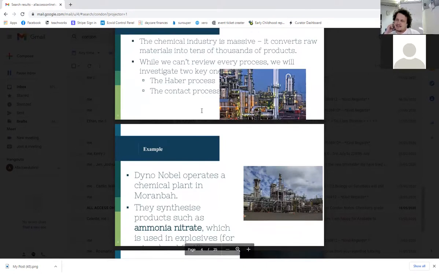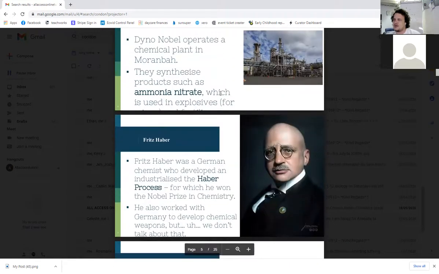So there's a massive chemical plant in Moranbah called Dyno Nobel, and it produces products like ammonia, ammonium nitrate. There's a lot of people that live in Moranbah that are quite worried about that, because after what happened in Beirut, when all of that ammonium nitrate went kaboom. So sometimes you have to take the good with the bad, right?